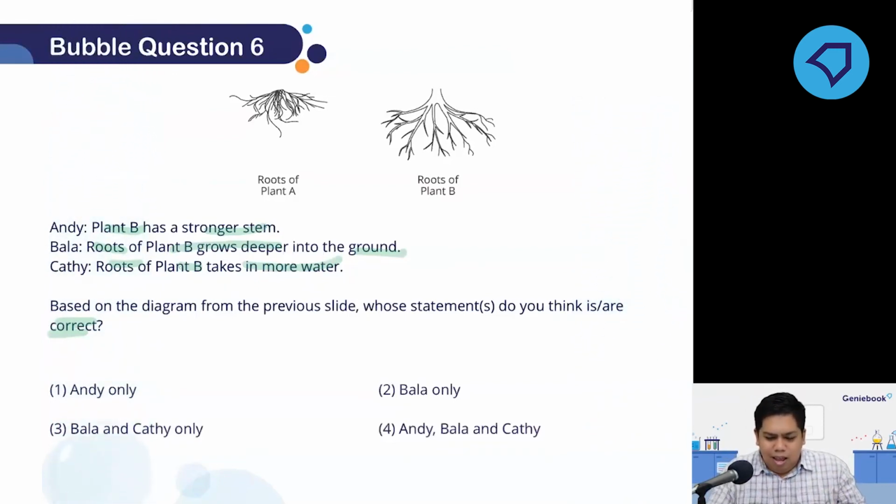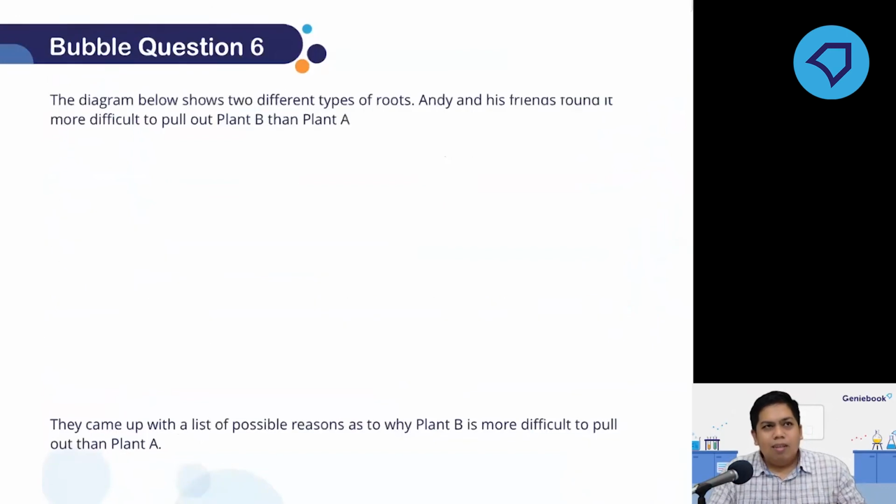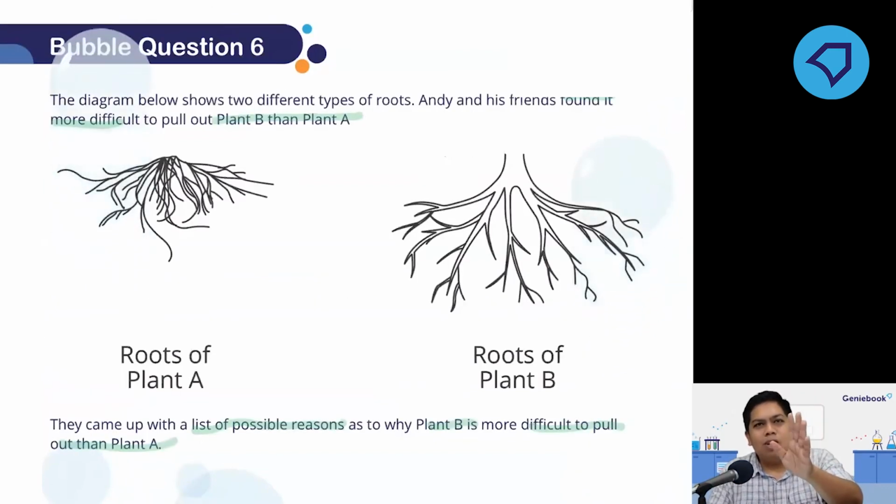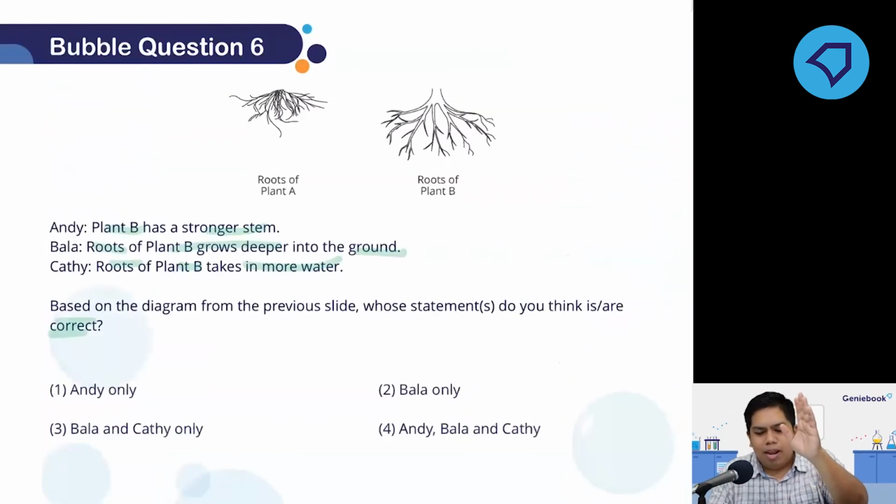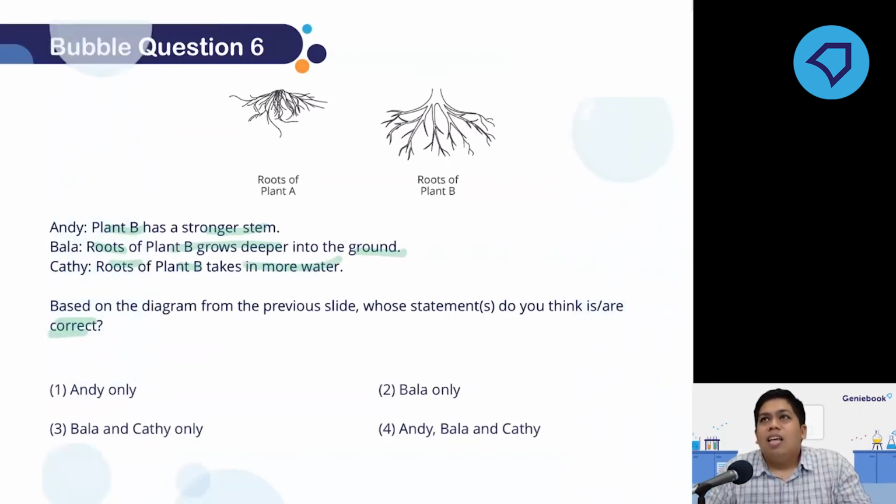So let me show again the previous slide first. They came up with a list of possible reasons why plant B is more difficult to pull out than plant A. And then the question is, whose statement is correct? This is for 15 bubbles. I increased the amount.